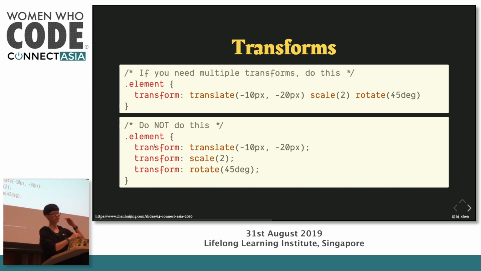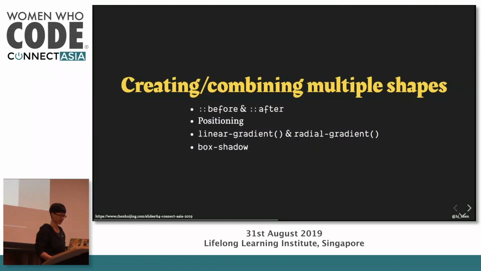If you do it separately, it's cascading style sheets, so the CSS will only apply the last transform. If I wanted to translate, scale and rotate, you have to do it the first way. The second way will only give you the rotate. So if you're trying to transform something and it doesn't end up being the right result, maybe check this. Because sometimes you'll forget and think, oh yeah, just do it like that. Don't. It's all under the same property.